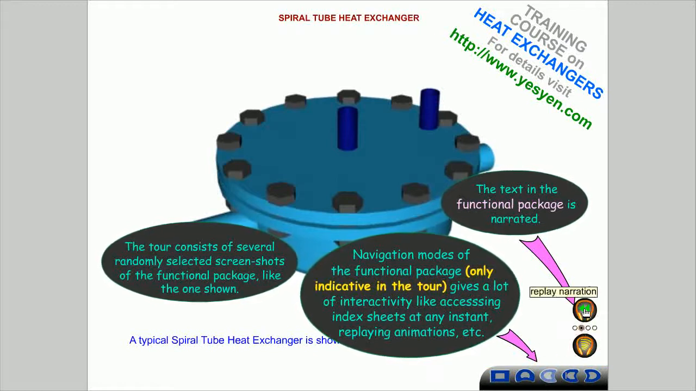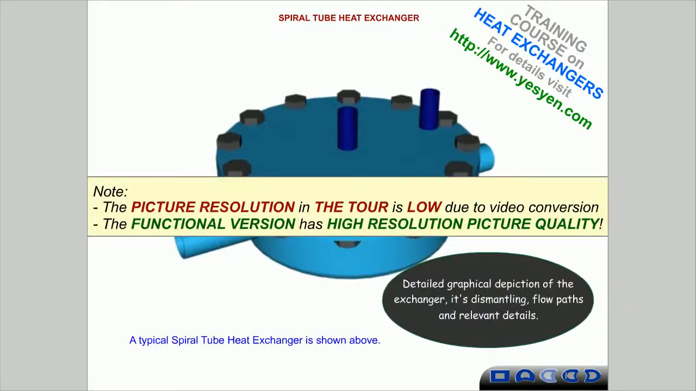Navigation modes of the functional package give a lot of interactivity, like accessing index sheets at any instant, replaying animations, etc. The tour consists of several randomly selected screenshots of the functional package, like the one shown. Note, the picture resolution in the tour is low, due to video conversion. The functional version has high-resolution picture quality.